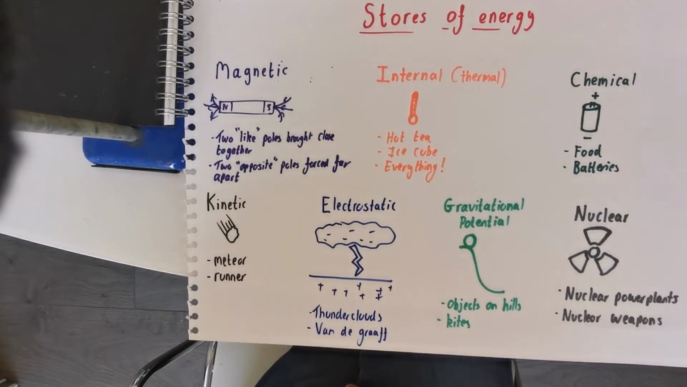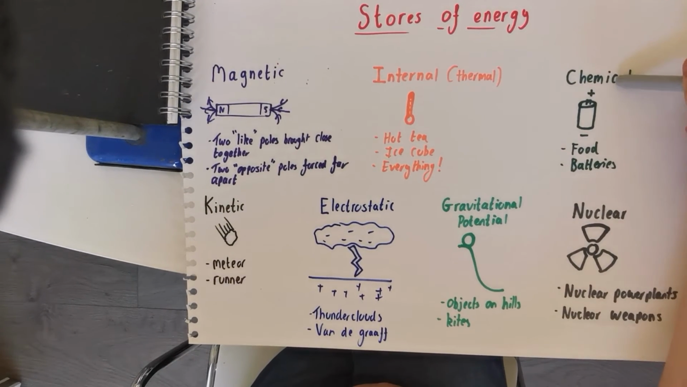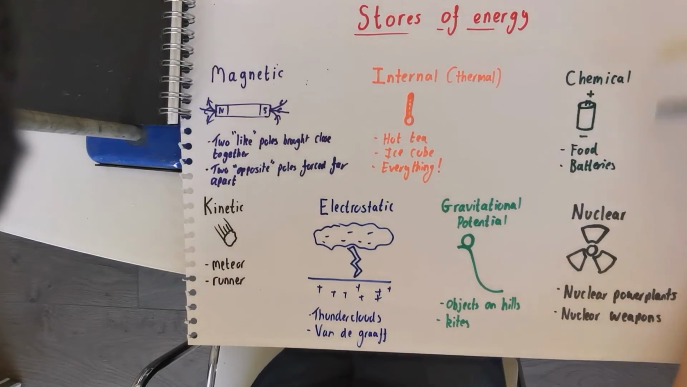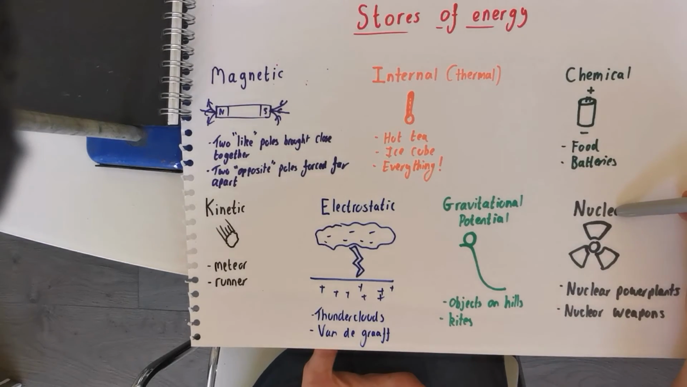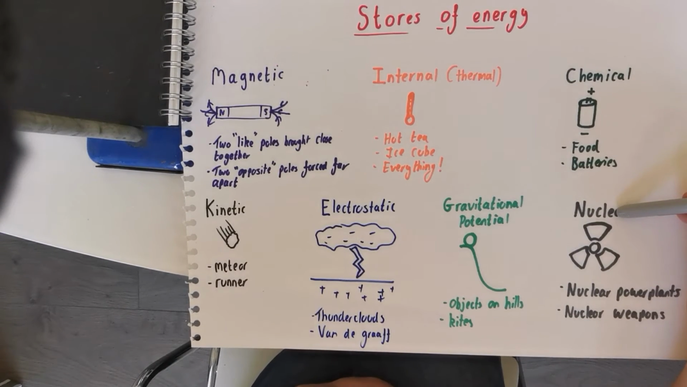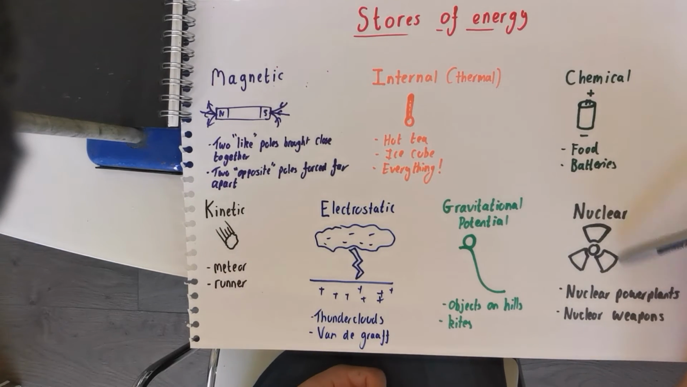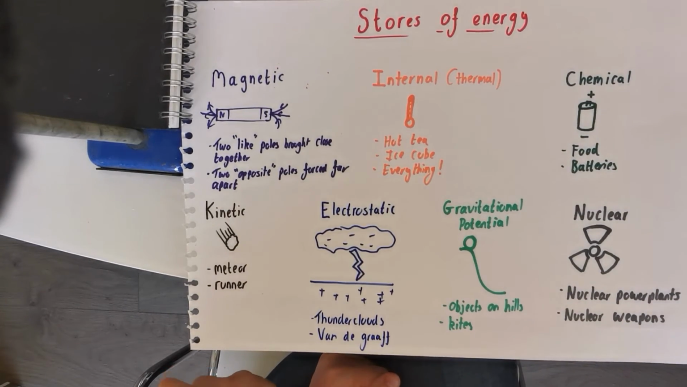And finally, you've got nuclear energy. This is energy that's stored within the nucleus of atoms. It's different from chemical. Chemical energy is stored in the bonds between atoms, while nuclear energy is stored within the atom itself. It's actually much harder to get hold of. So you've got nuclear power stations, they take advantage of nuclear energy, and nuclear weapons, they take advantage or disadvantage, I suppose, of nuclear energy.